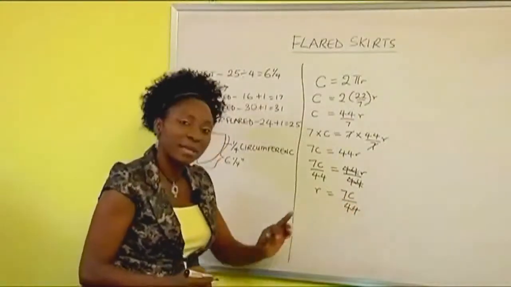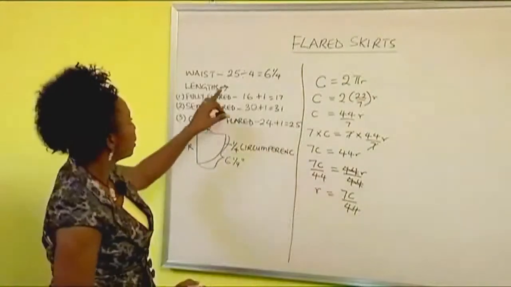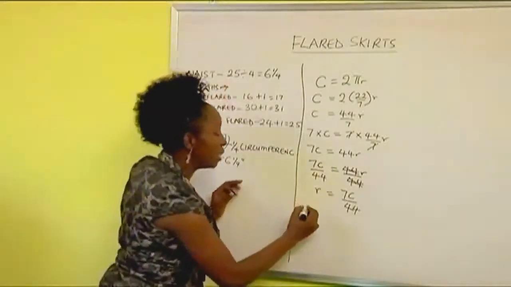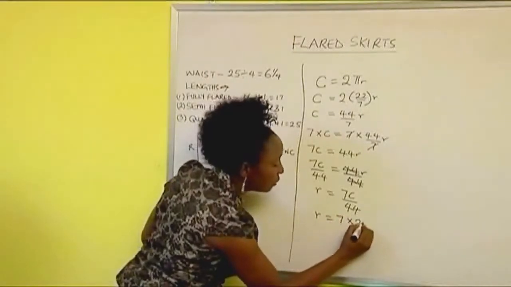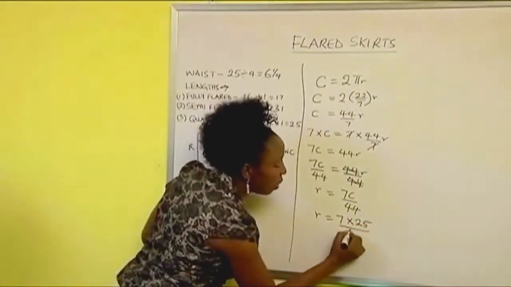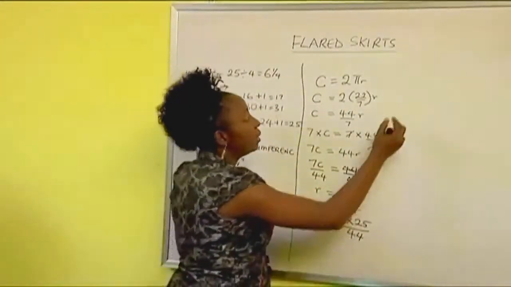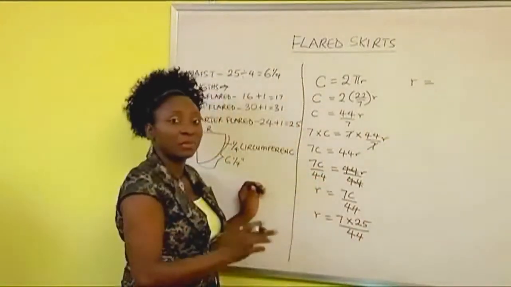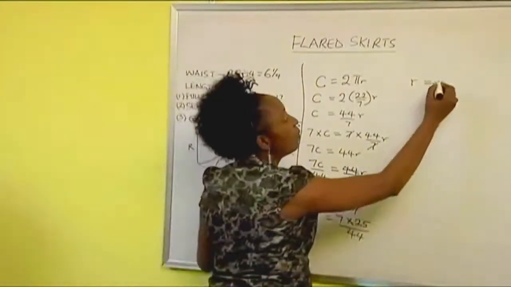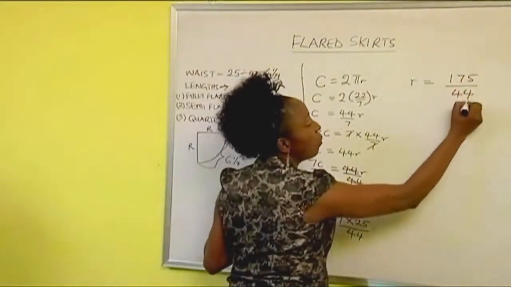Now, once we've done this, we already know that, yes, this is r. So now I know my C. All I have to do is substitute C with my measurement, which is 25 inches. So that will give me r equals 7 times 25 divided by 44. If we calculate 7 times 25, you get 175. You get 175 divided by 44.